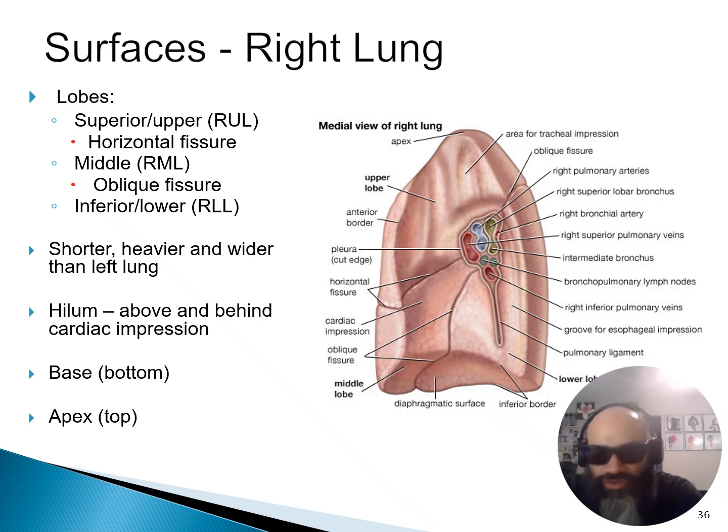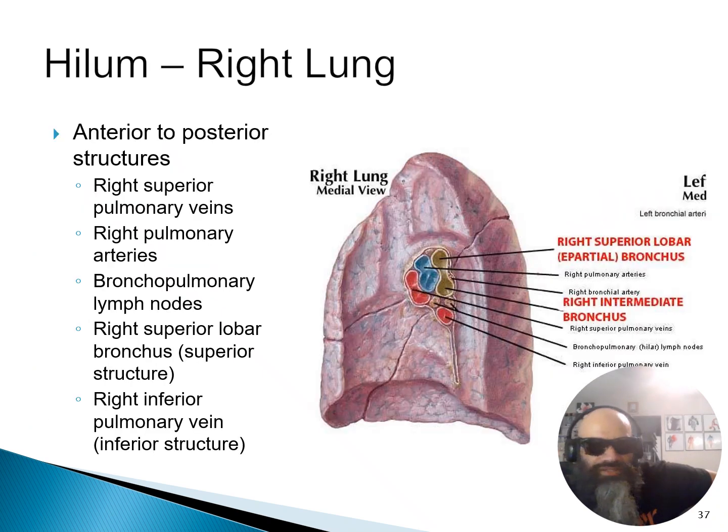This one's going to be shorter, much heavier and wider than the left because it has an extra lobe, and also has more of the parotid structures on the right side of the body in the thoracic cage. Understand this slide very well and what it consists of when you compare it to the left lung. The hilum is basically what we're looking at right here, and I want you to understand where all these structures are located. Right, so we've got the bronchus, the right intermediate bronchus as well, and we also have the great vessels that enter in this area as well.